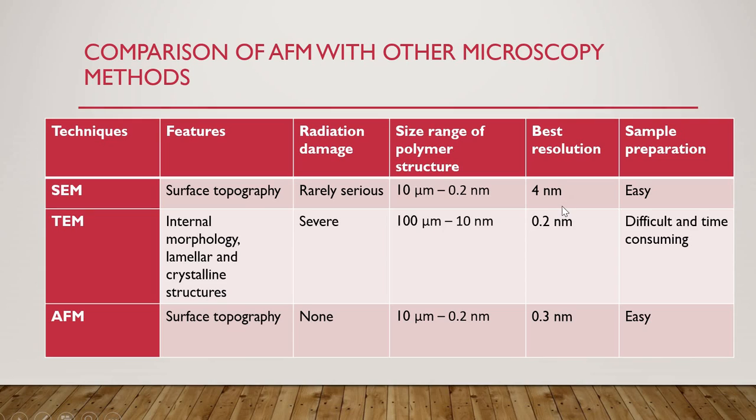The best resolution in SEM is 4 nanometer, in TEM the best resolution is 0.2 nanometer, and in AFM the best resolution is 0.3 nanometer. The sample preparation in SEM is easy, while in TEM the sample preparation is difficult and time consuming, and in AFM the sample preparation method is easy. This is the comparison of AFM, SEM and TEM.